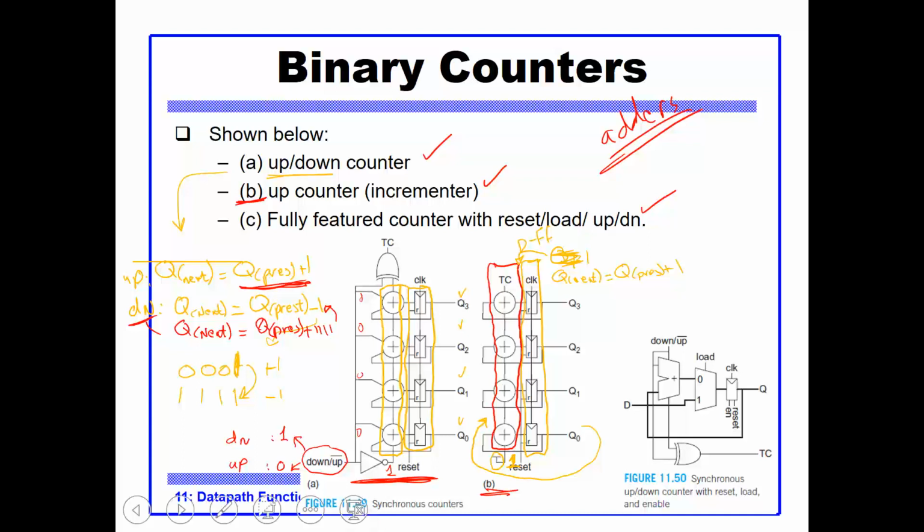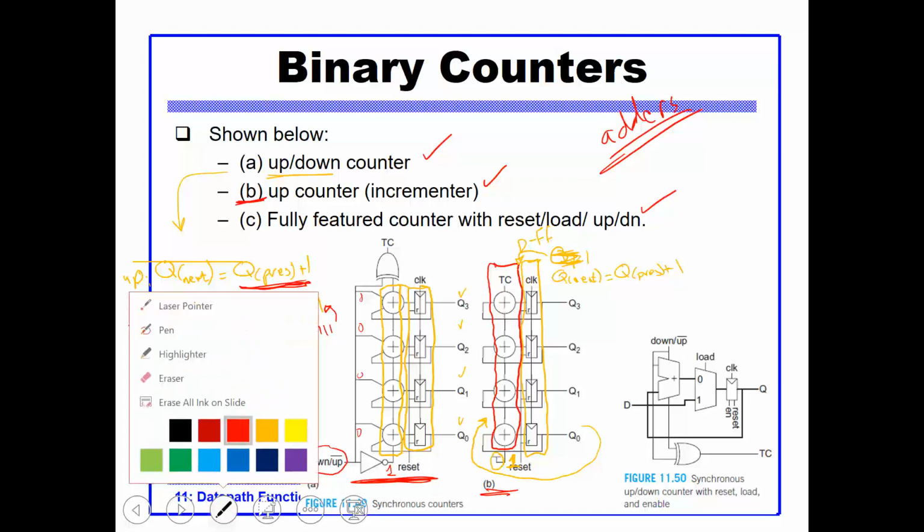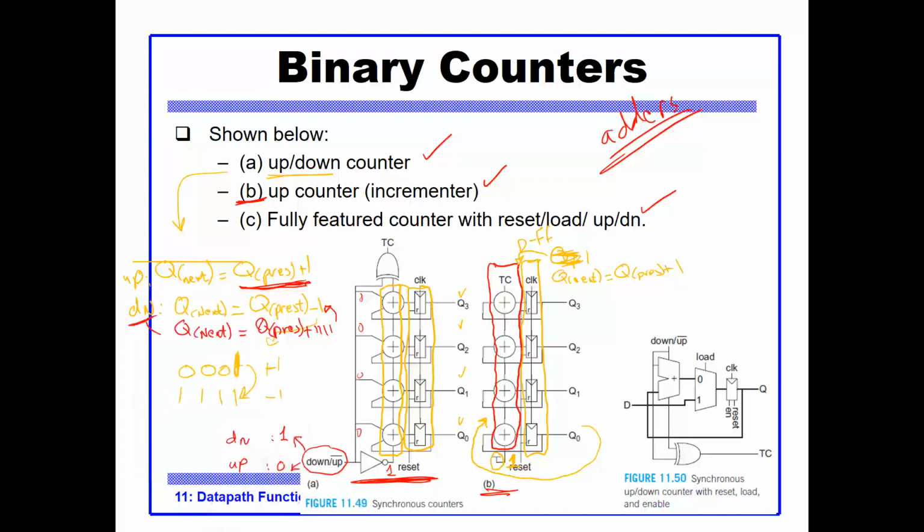Well, what if I need to do a down count? The control signal must be set to a 1. When I set it to a 1, these values become 1, 1, 1, and 1 here. So basically, I am adding 1, 1, 1, 1. What about the carry in? The carry in here becomes a 0. So I'm adding 1, 1, 1, 1 to the present value of the Qs. That should do a down count. Beautiful. So now I know how to do the up-down counter.